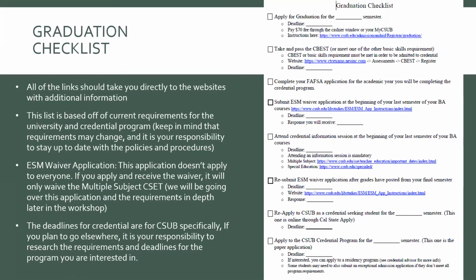The other thing specifically about the graduation checklist is that the deadlines for the credential program are specifically for CSUB. So if you're planning to attend the credential program at CSUB, whether it's multiple subject, special education, or single subject, the dates that are on here apply to CSUB only. If you're planning to go somewhere else, which is okay, maybe to a private university, another CSU, doing the Cal State Teach program, whatever, it's important that you know it's your responsibility to go and do the research to figure out when those deadlines are and what their requirements are, because they may be different. Every institution is different. So you have to make sure you're doing your due diligence to get that information on your own.